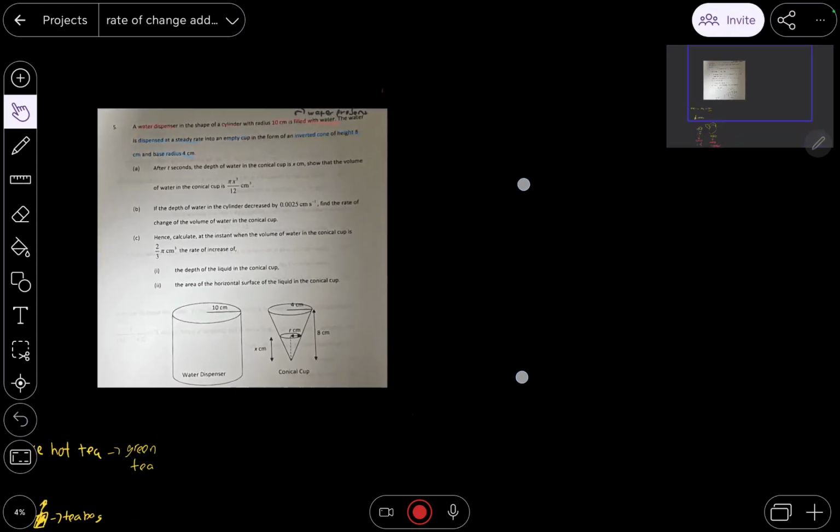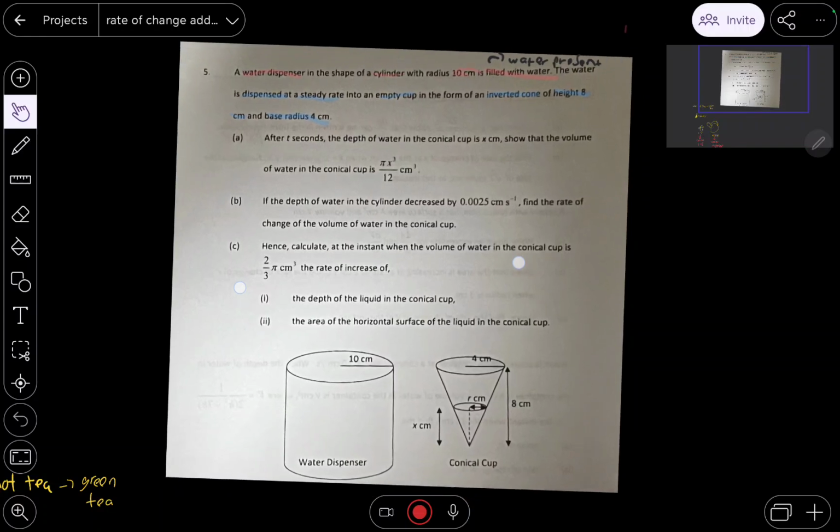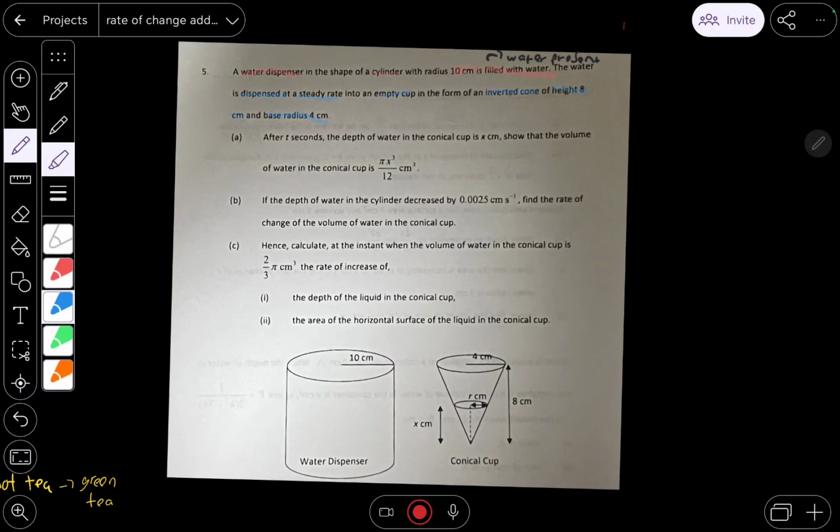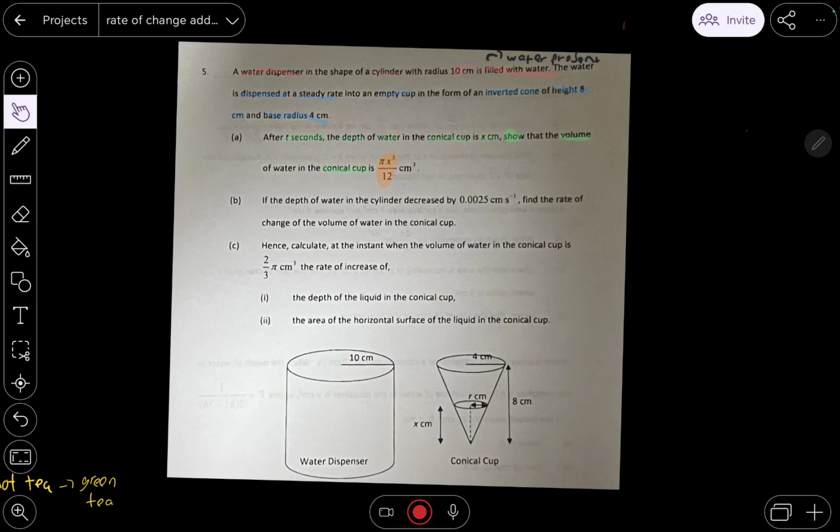So, let's go back into the question now. After part A, after t seconds, the depth of water in the conical cup is x. Show that the volume of water in the conical cup is pi x cubed over 12. Keyword: show. We have to show it in this form.